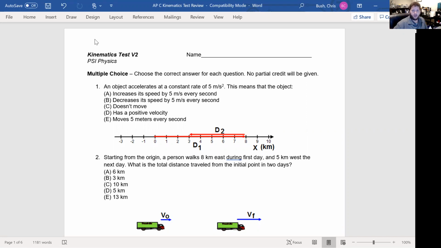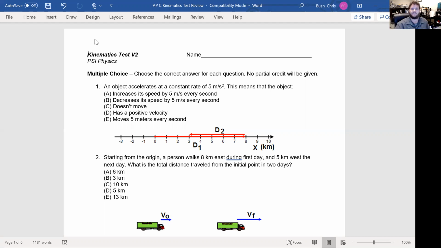All right, so first off, an object accelerates at 5 meters per second squared. That means, remember, acceleration is the rate at which the velocity increases. So when you have an acceleration of 5 meters per second squared, every second your velocity changes by 5 meters per second. If you've got an initial velocity of -20, then an acceleration of 5 means 1 second after you begin, it's -20 plus 5, which is -15.